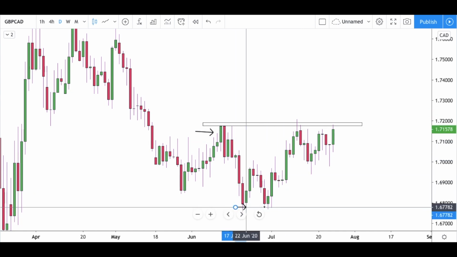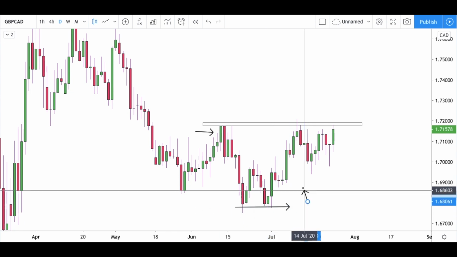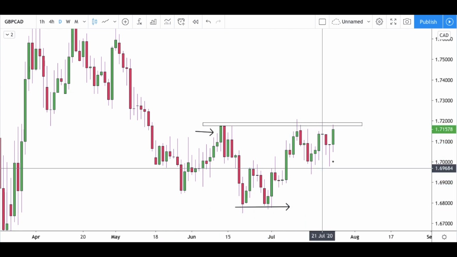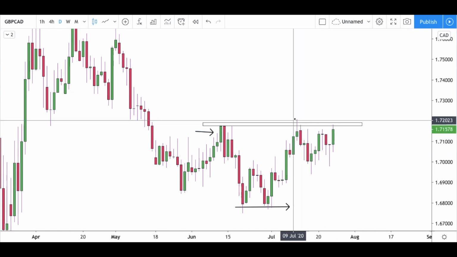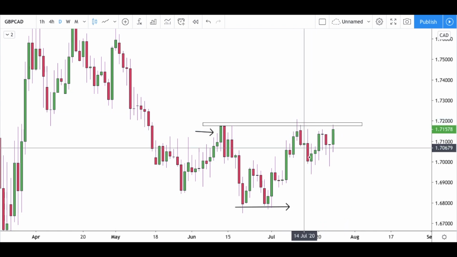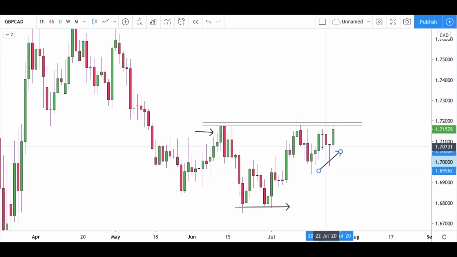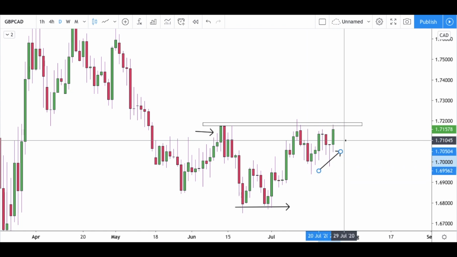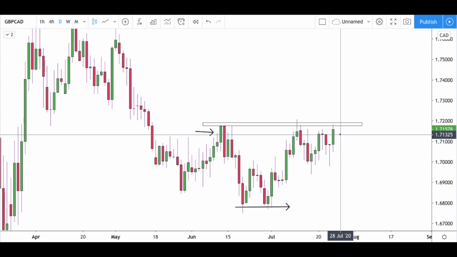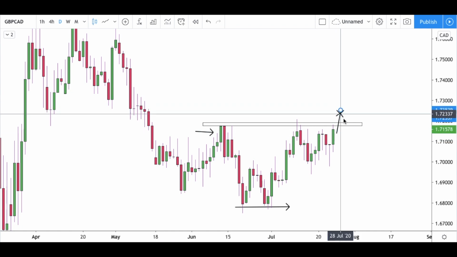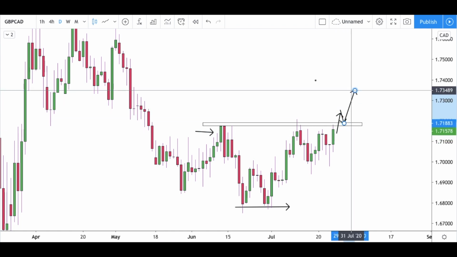Now after forming a double bottom formation, we saw price climb back towards the upside into our level of resistance. We had a rejection here and started to push down, but then again the bulls stepped in, and ultimately we formed a nice potential morning star formation on the daily time frame. So what I'll be looking for is a daily closure above this level. I'll be looking for that retest and then a continued push towards the upside.